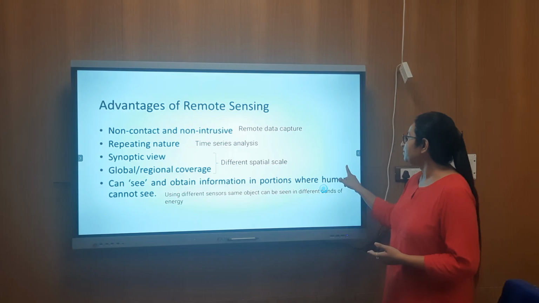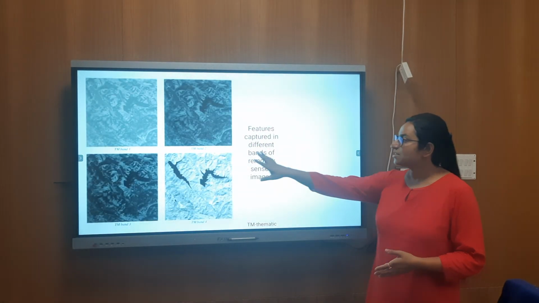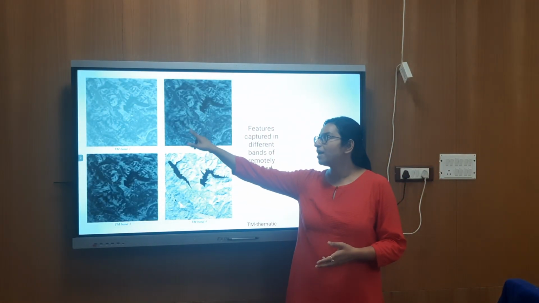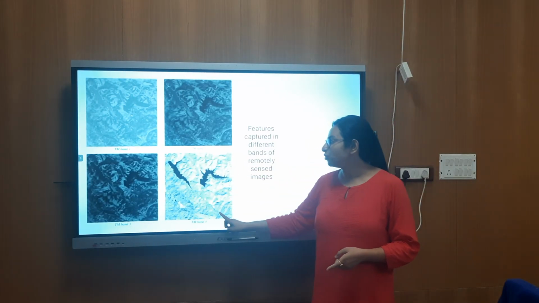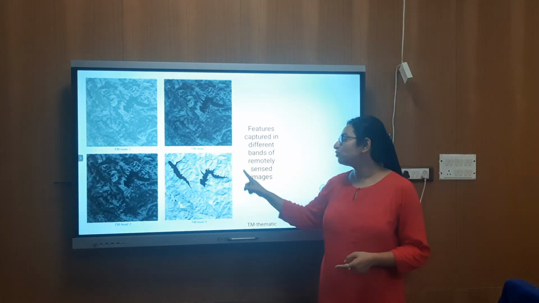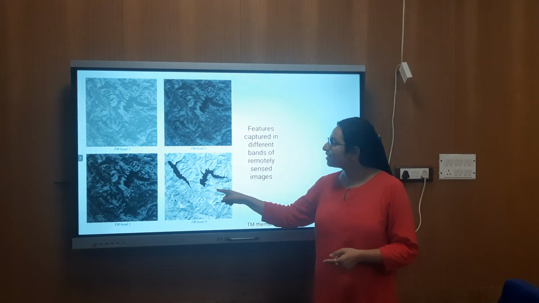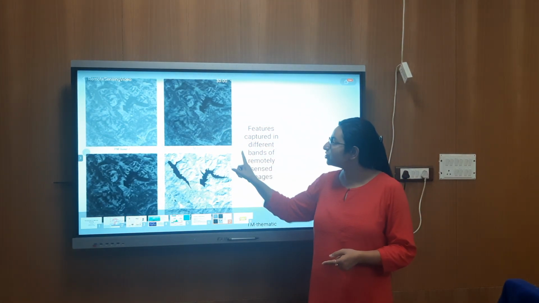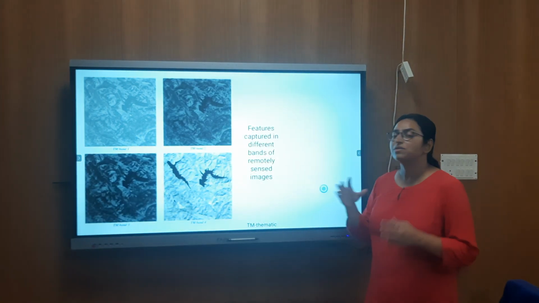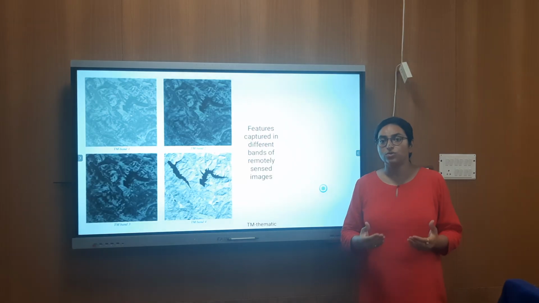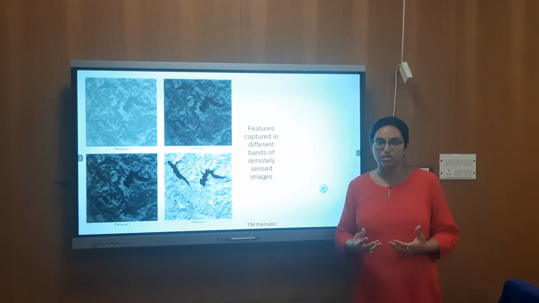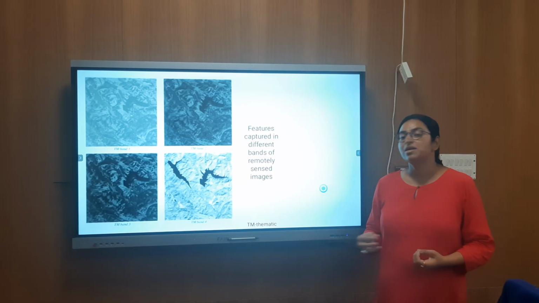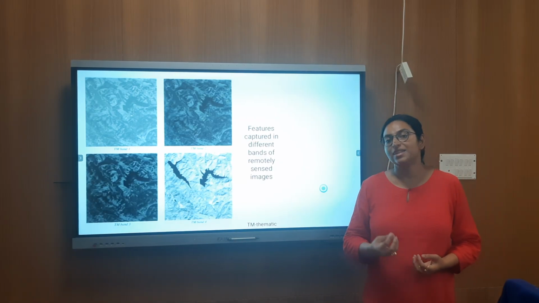For example, suppose this is the picture of the same area. We can see in bands 1, 2, 3 and 4, the water bodies are captured very well in band 4, but the same water bodies could not be captured in other bands. So depending on the feature we want to capture, we can use different bands in remote sensing based on its spectral resolution, and we can outline them very well.